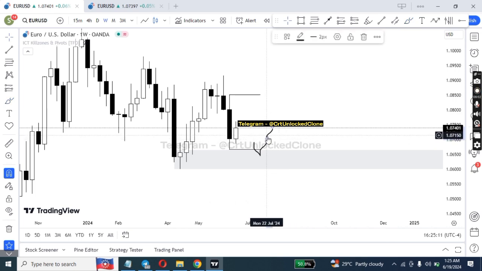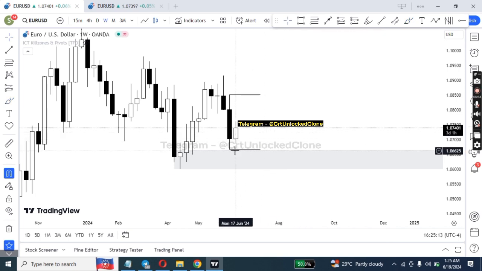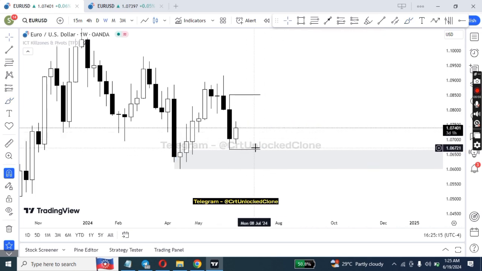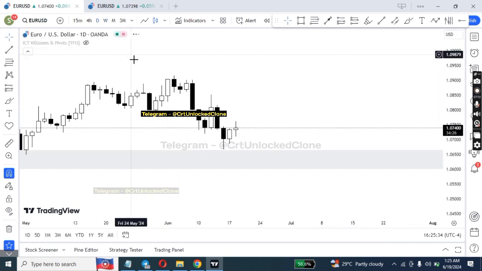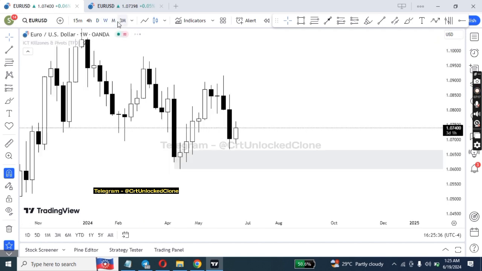Now, as I said, we're going to first of all expect this CRT low to be taken, and then we're going down to the lower time frame, and then based off of the price action on the lower time frame, we are going to decide whether we want to treat this candle as a CRT or not, right? Now we actually haven't done it yet, so we are going to go down to the daily time frame and see how price action is forming there, right?